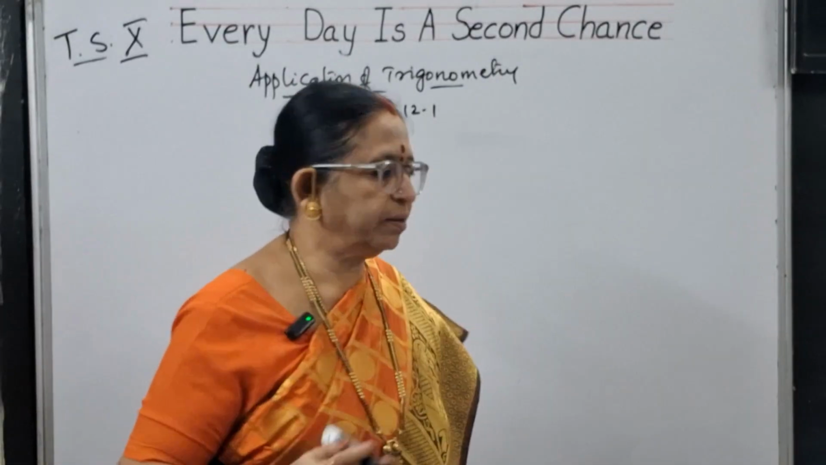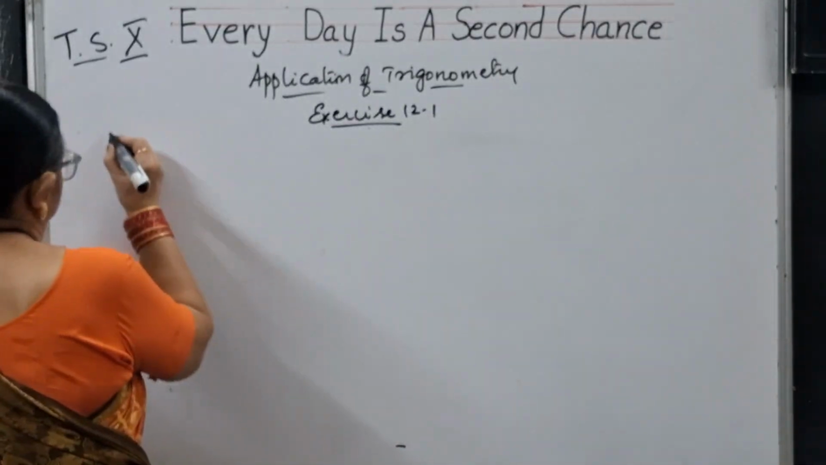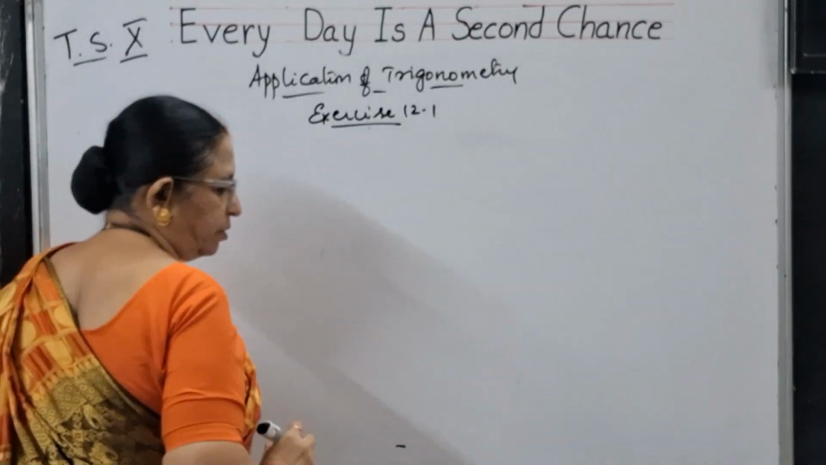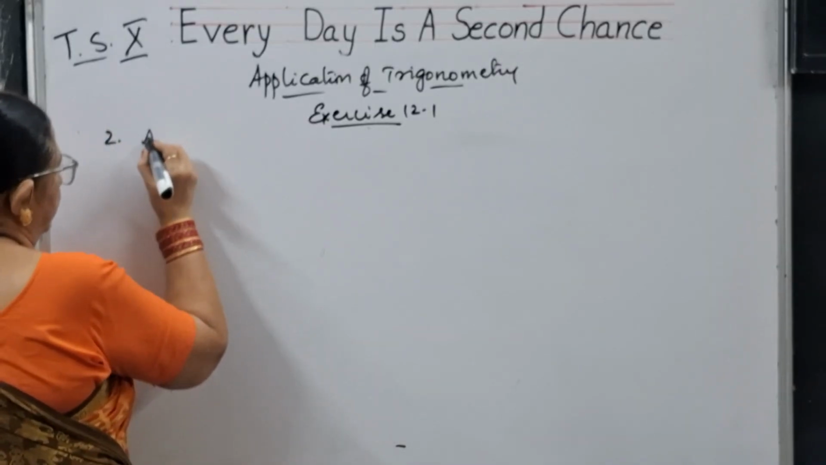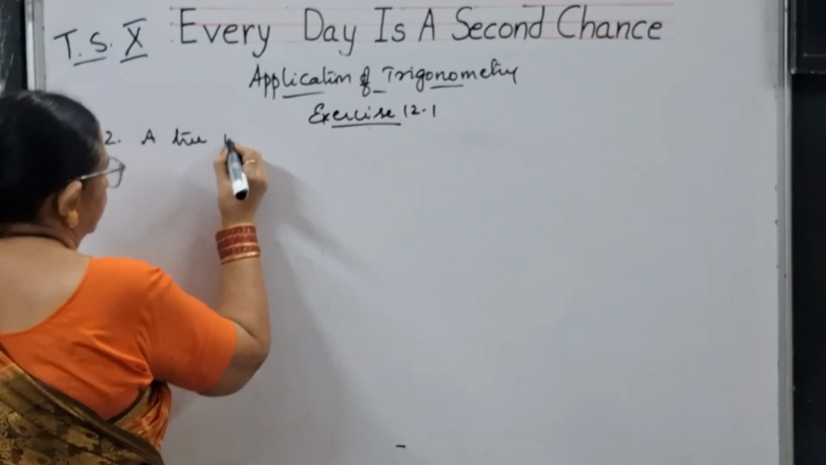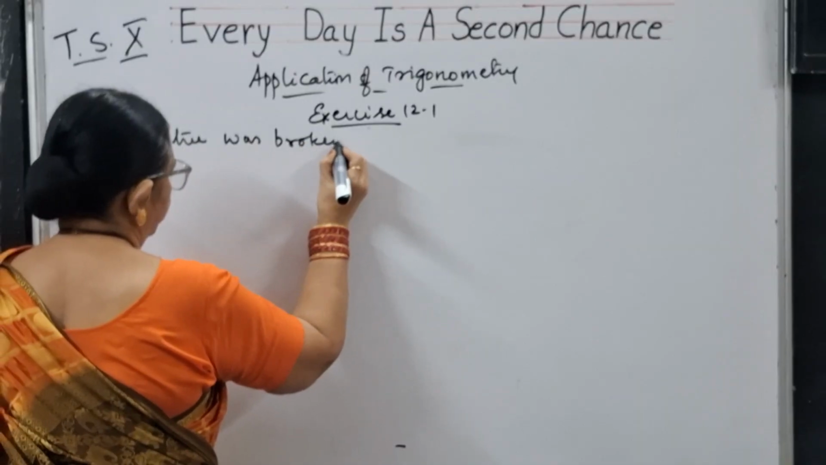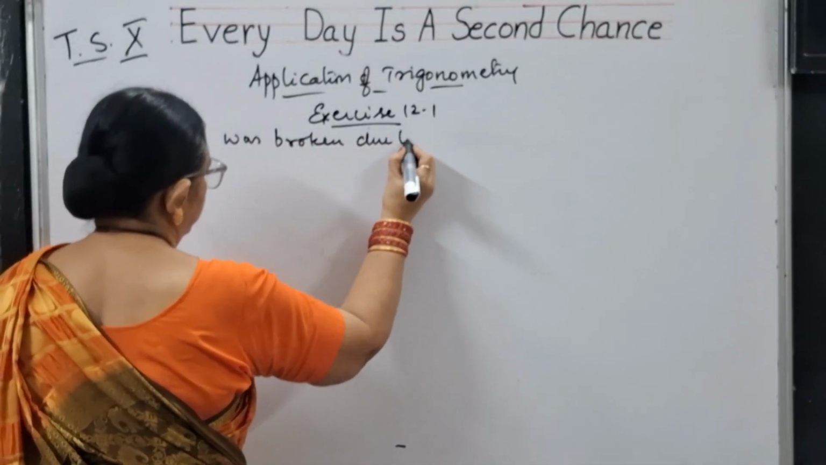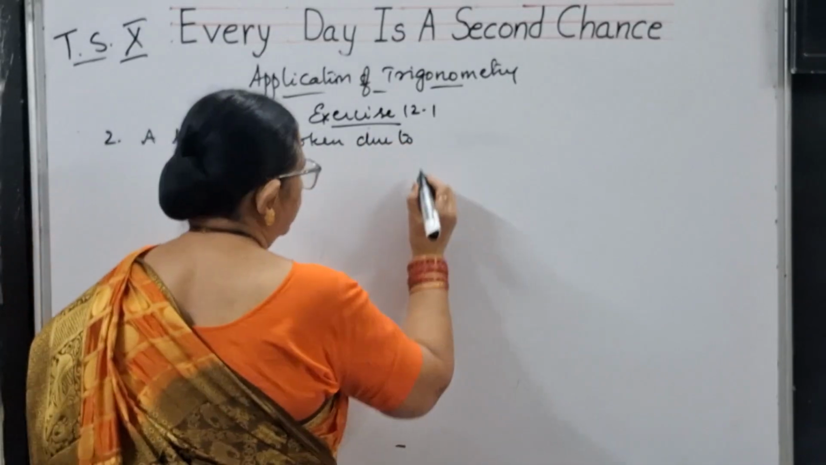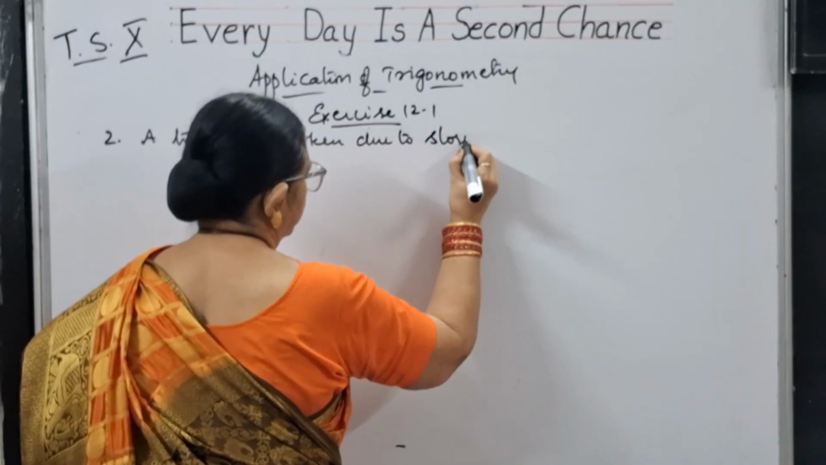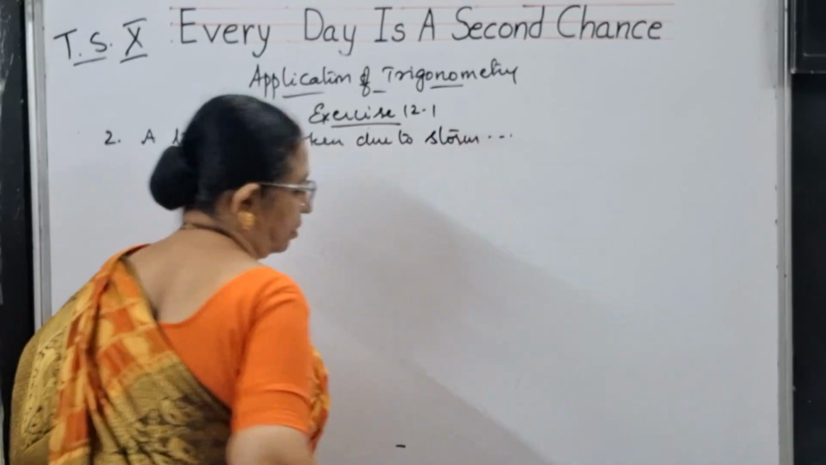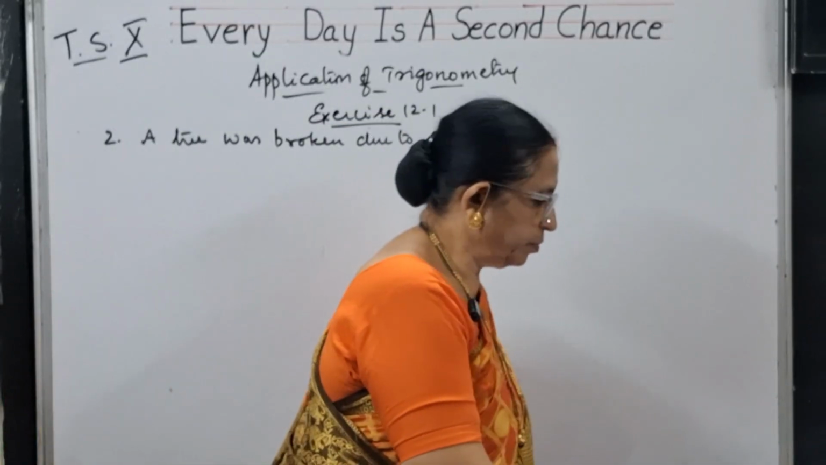Now let us see the second problem, children. The second problem is: a tree was broken due to storm. So it is like this. Let me read the problem.